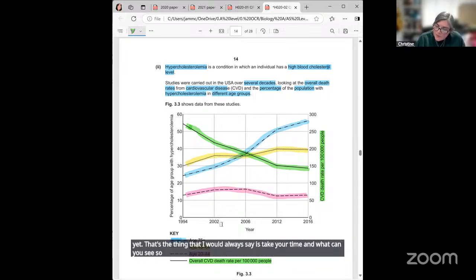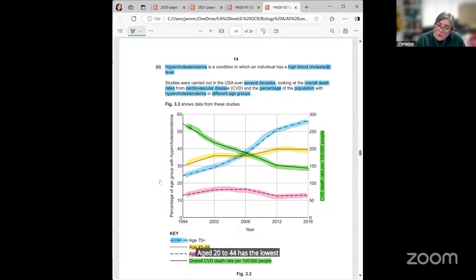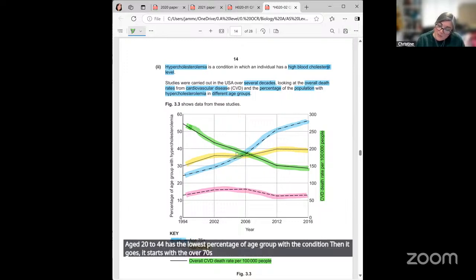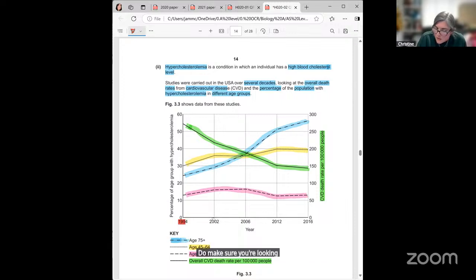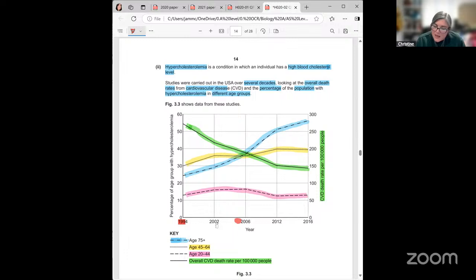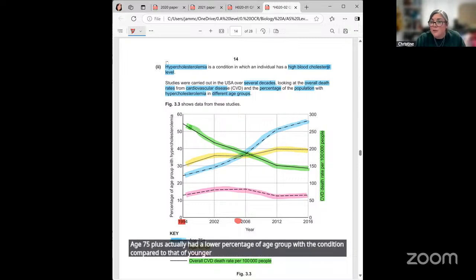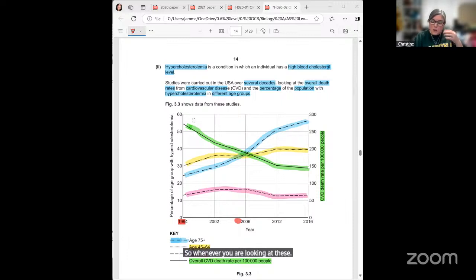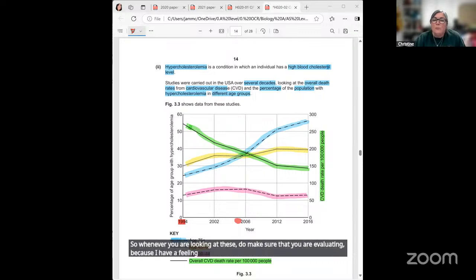If we look at it, it goes up in age group, so we can quite clearly see age 20 to 44 has the lowest percentage of age group with the condition. Then it starts with the over 70s, or 75, should I say, and then goes above. Whereas for the first period of time, and this is the other thing to note as well, do make sure you're looking at the years. What years are we talking about? Up until just before 2006, age 75 plus actually had a lower percentage of age group with the condition compared to that of younger individuals. So whenever you are looking at these, do make sure that you are evaluating, because I have a feeling anytime you get a question like this, there will be an evaluation.